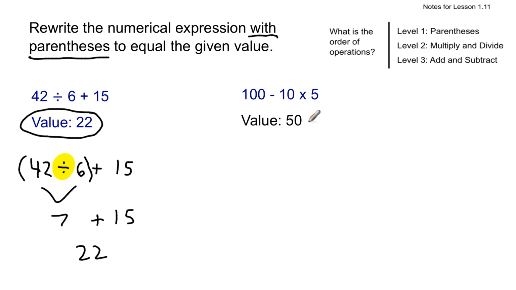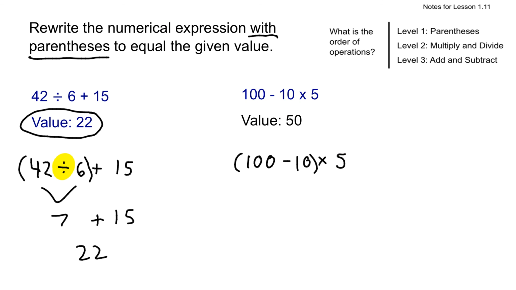And our value that we're going for here is 50. So let's see, 100 minus 10, if we put parentheses around that, it would be 90. And then 90 times 5 would be 450, which is way more, right? So let's just write down the expression and continue on here. So I know that if I put the parentheses around 100 minus 10, it wouldn't work, right? 100 minus 10 is 90, and then 90 times 5 is 450.